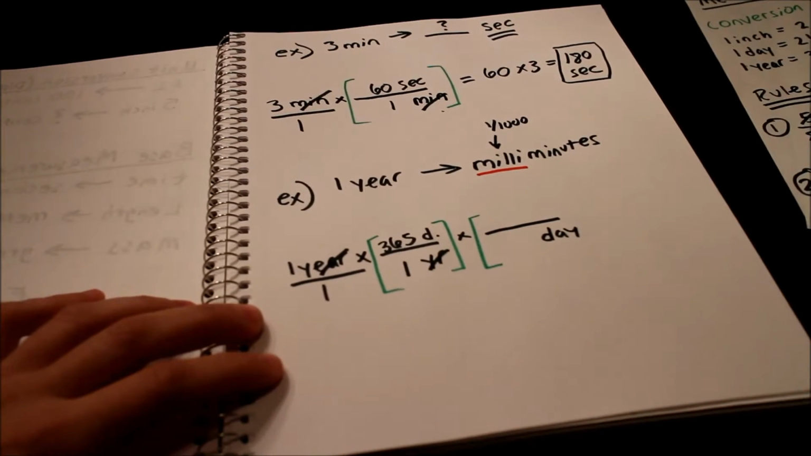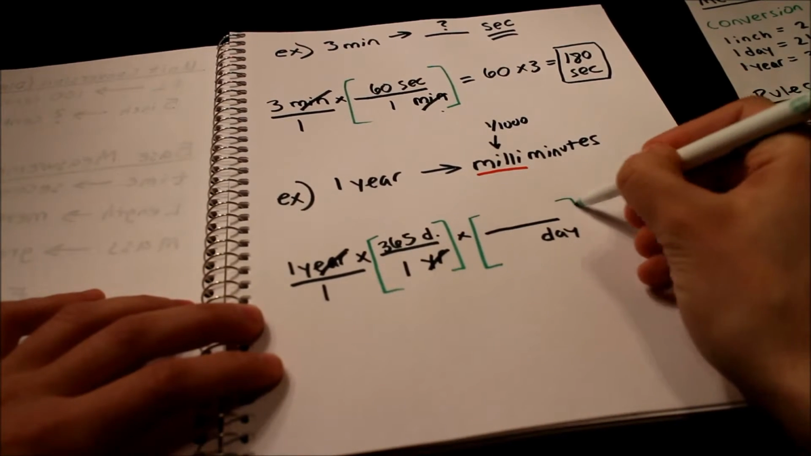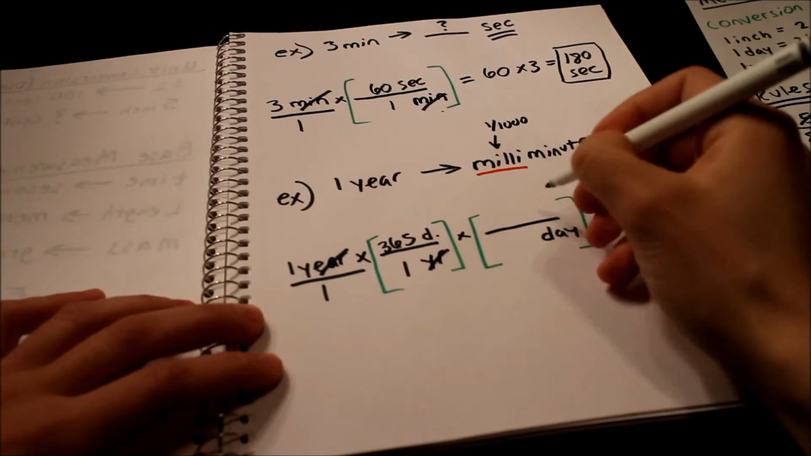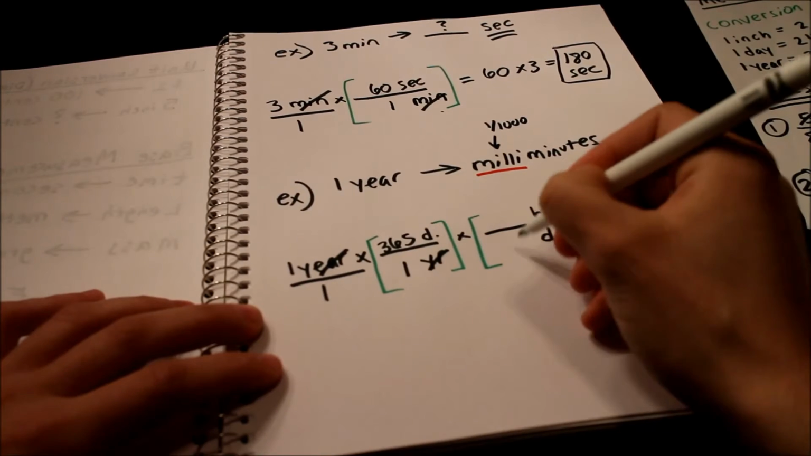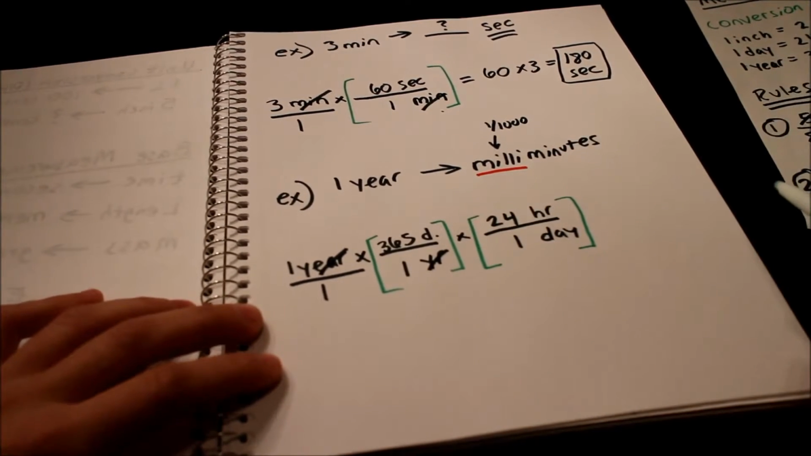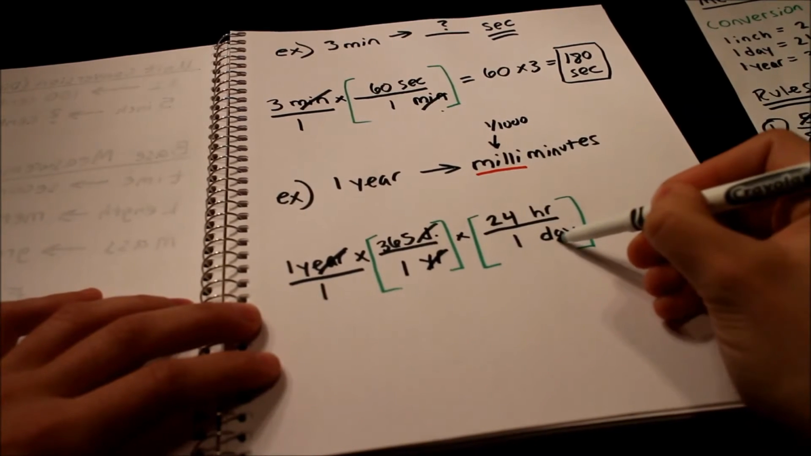So what are we going to go to? That's a good question. What should we go to? What conversion factor do we know? Well, I do know hours. That's a pretty easy one. 1 day is the same thing as 24 hours, right? That's easy. So the day at the top cancels with day on the bottom.